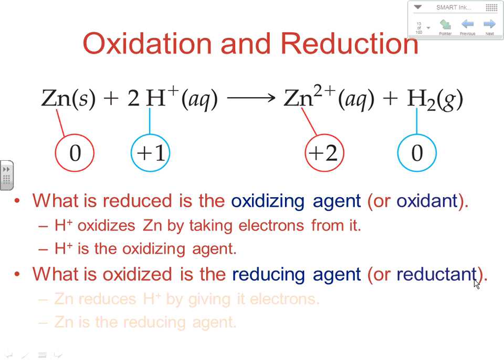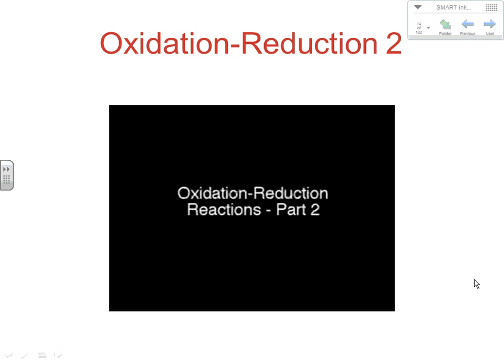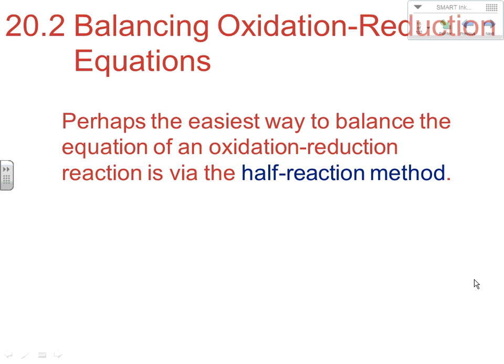What's oxidized is what's known as the reducing agent or reductant. So in this particular case, Zn reduces H+ by giving it electrons. And so therefore Zn, which is what's oxidized, is known as the reducing agent. Another short movie we're going to watch in class here.